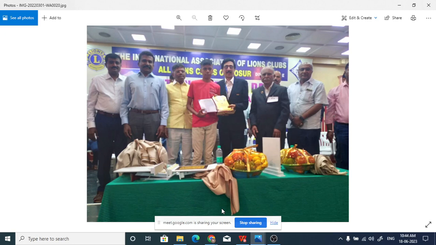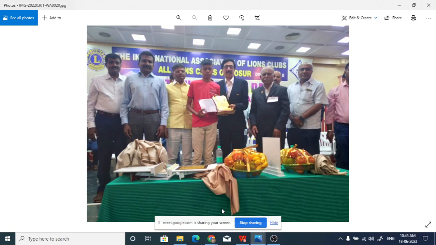Who is the most important person in this entire gang, other than the boy? Sir, the person who is giving the gift or certificate to the boy. The Lions Club, sir. He is giving the award, and on the table they have kept fruits and clothes. That will be given to somebody. And also some towels are available.